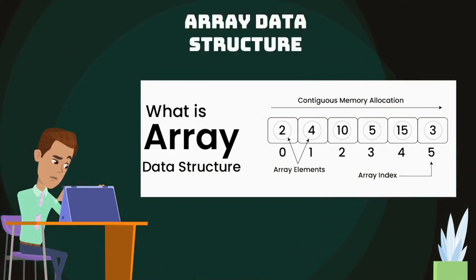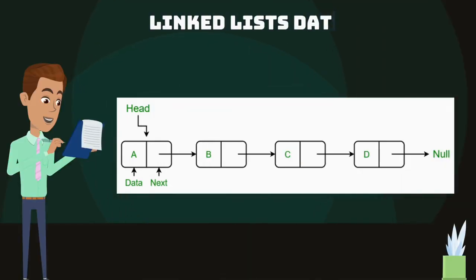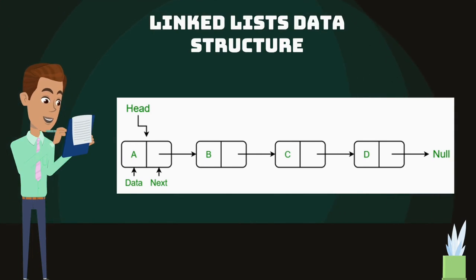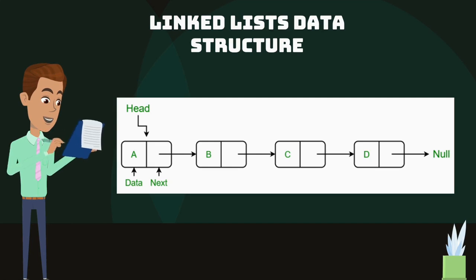So, the first linear data structure which we have is arrays. An array is a collection of elements identified by index or key. For example, an array of integers which can be seen on the screen. The next linear data structure which we have is the linked list, a sequence of elements where each element points to the next. For example, a linked list of integers.